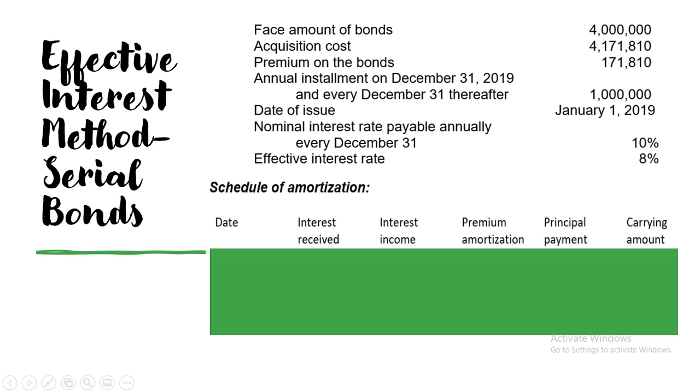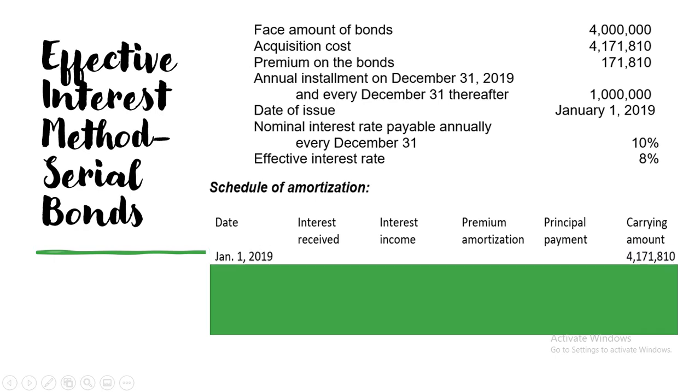So, date of issue, ayan, January 1, nominal is 10%, effective is 8%, and same pa rin po, we will prepare schedule of amortization. But in this case, aside from date, interest received, interest income, premium amortization, and the carrying amount, meron siyang additional column for principal payment. Now, for the first one, January 1, this is based on the cost.